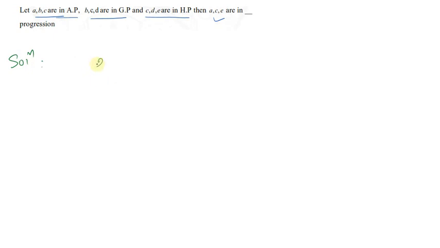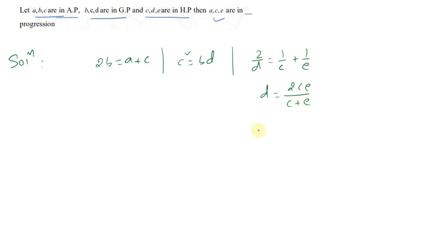A, B, C are in AP is given. So let me write directly the condition: 2B is equal to A plus C. B, C, D are in GP means C square is equal to BD. And C, D, E are in HP, so you can expect 2 by D is equal to 1 by C plus 1 by E. That implies D is equal to 2CE by C plus E. You can write like this also.